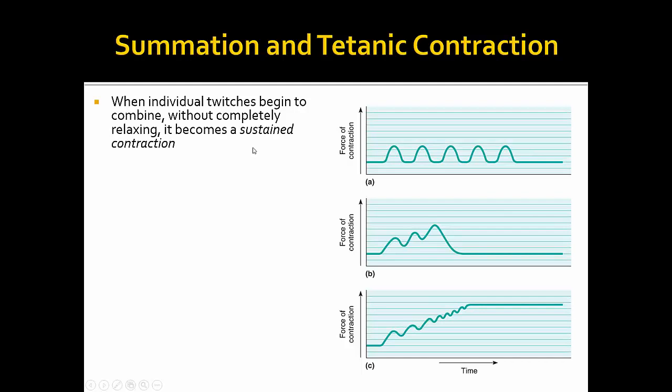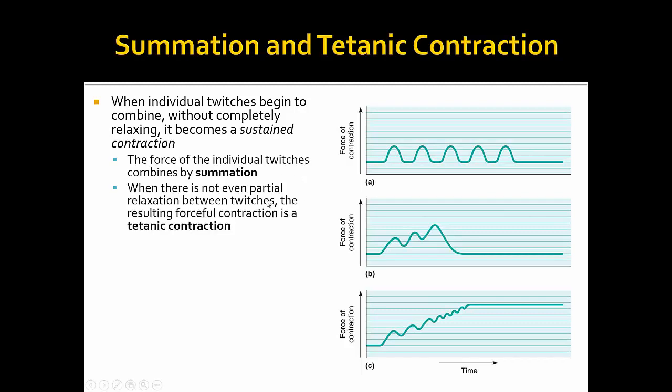Now when that happens a lot, you actually have a visible contraction. That happens by summation. So when individual twitches begin to combine without completely relaxing, it becomes a sustained contraction. So basically all of the contractions that we make are a combination of individual twitches. The force of the individual twitches combines by summation. And when there's not even a partial relaxation between twitches, the resulting forceful contraction is a tetanic contraction, and that is shown here. So this is a summation, right?